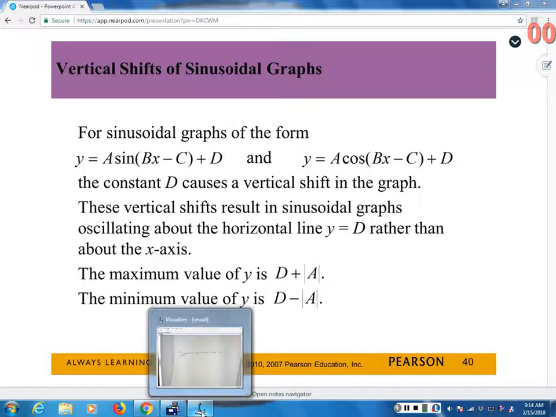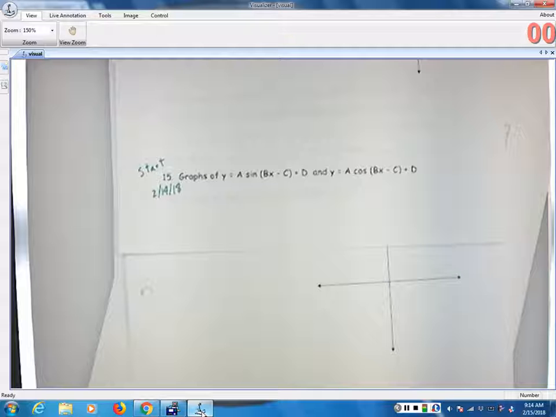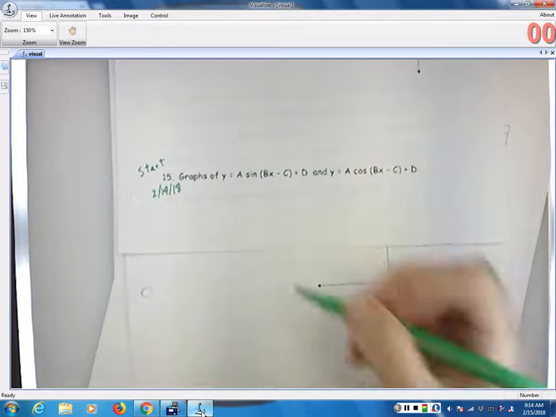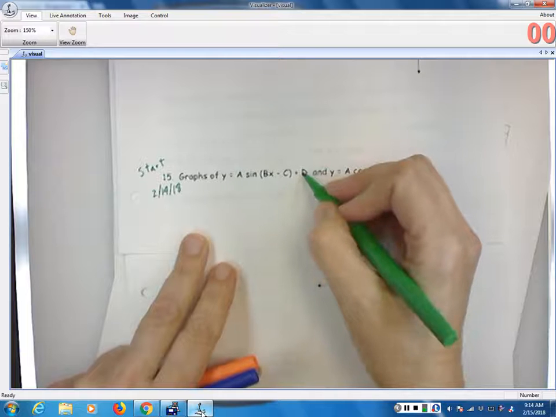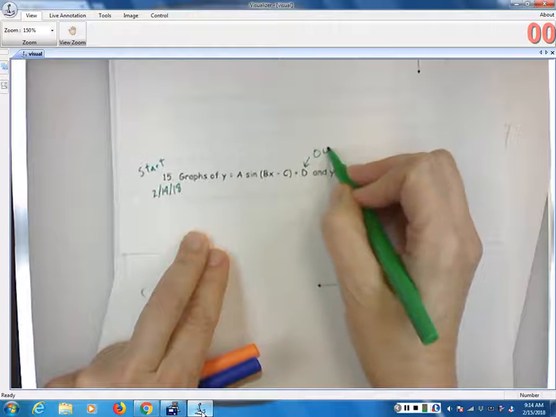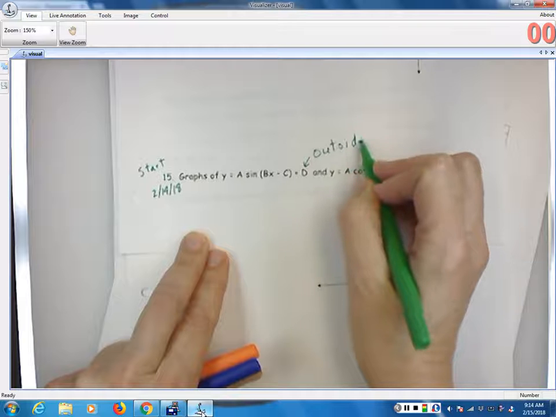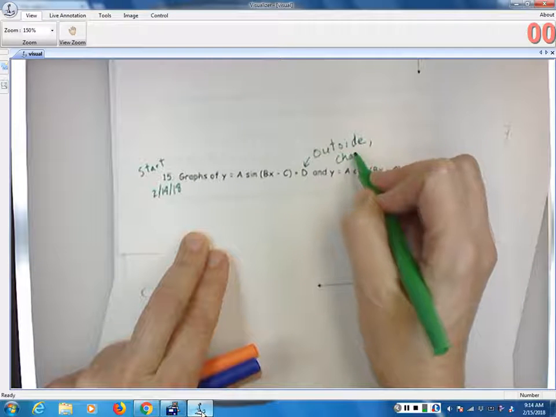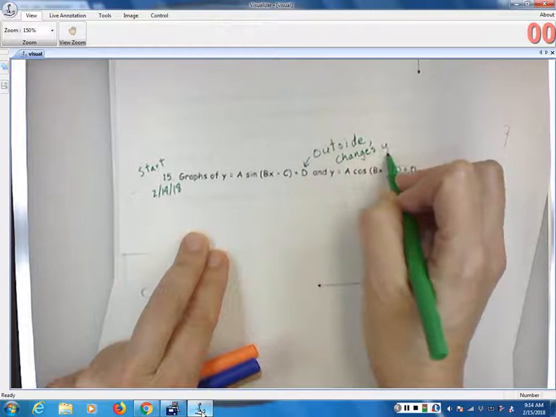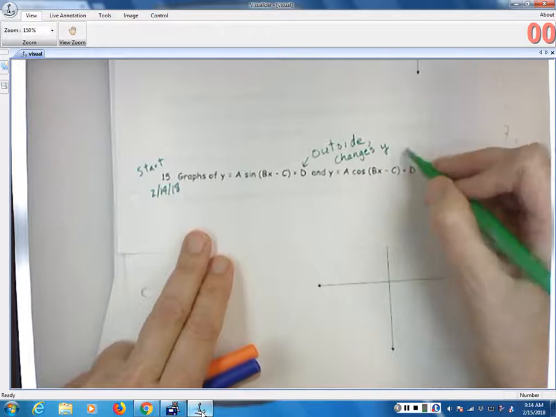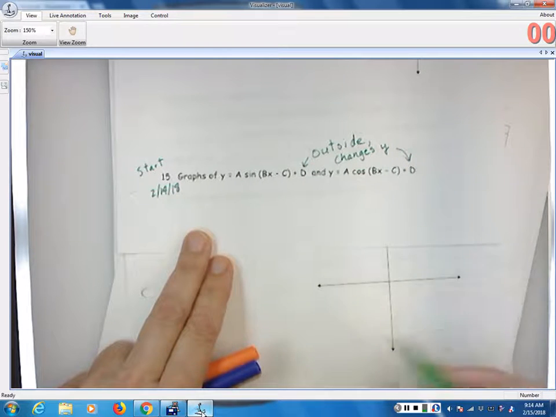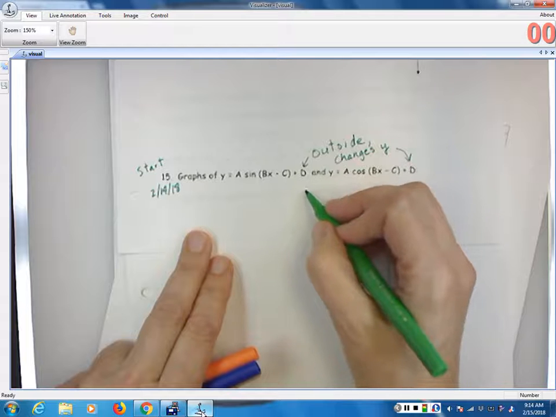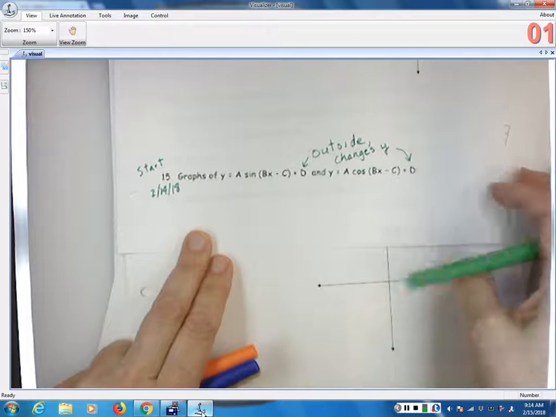All right, so this is, you guys have that displayed to your computer if you're in Nearpod, DKCWM. If we're going to add D, this is on the outside of the function. If the transformation is on the outside, it changes y, and it changes it in the direction you would think. A positive D shifts it up, and a negative D shifts it down.